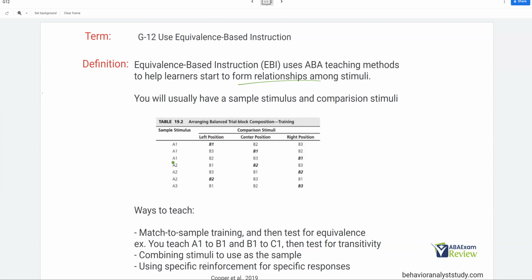So let's look at table 19.2 from Cooper, which I really like. When we talk about equivalence-based instruction, we want to start to teach discriminations and conditional discriminations. And so when we do that, we're going to have a sample stimulus, right?